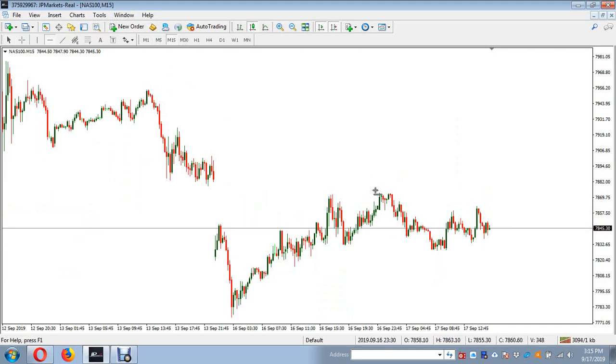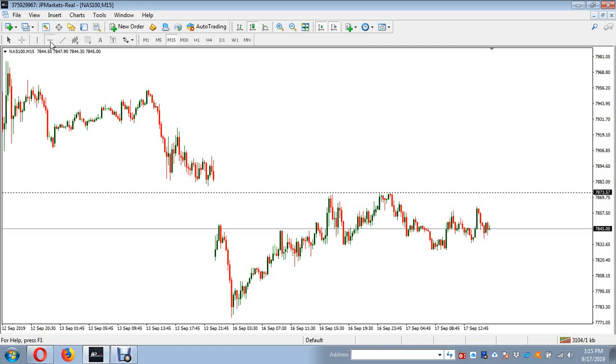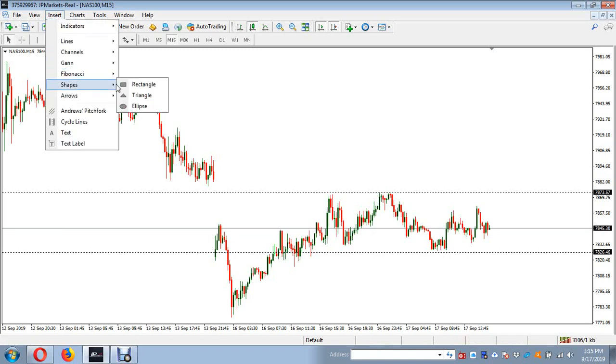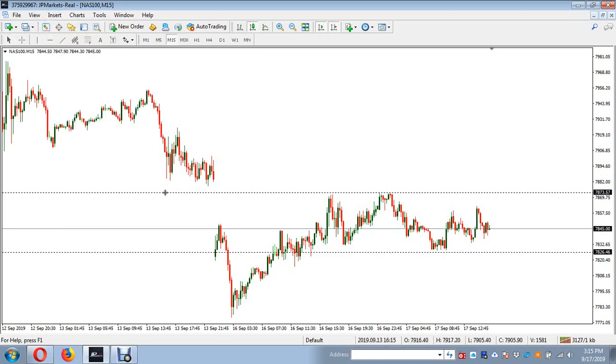As you can see, this is the high and this is the low. Actually, the market is basically trapped inside here. So as you can see, this is our consolidation zone on a 15-minute chart.